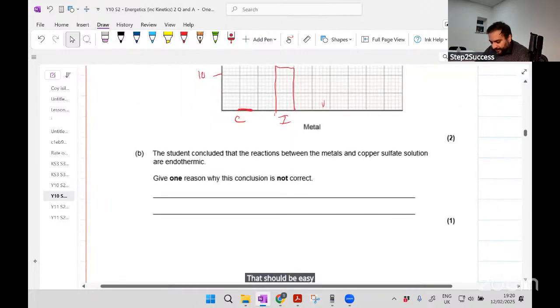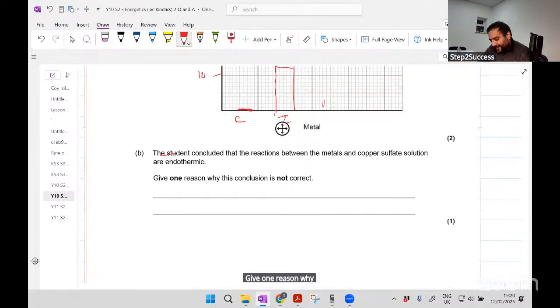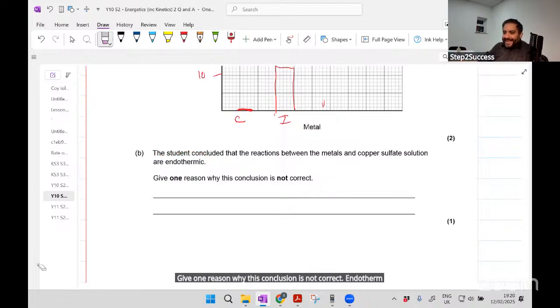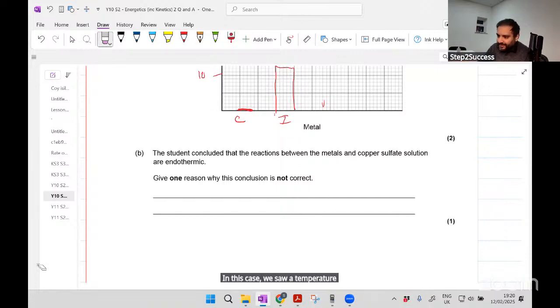Right. The student concluded that the reaction between the metals and the copper sulfate solution are endothermic. Give one reason why this conclusion is not correct. Endothermic means that heat is taken in from the surroundings, and therefore the surroundings get colder. In this case, we saw a temperature increase. So therefore, this is obviously not endothermic, it's exothermic.